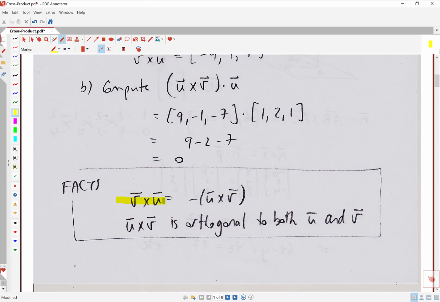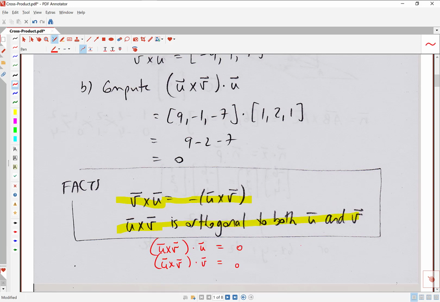If you do the cross product of V with U, so V cross U, it's going to be exactly the negative of U cross V. So order matters when you're doing the cross product. Second fact, the cross product, U cross V, is orthogonal to both vectors U and V.